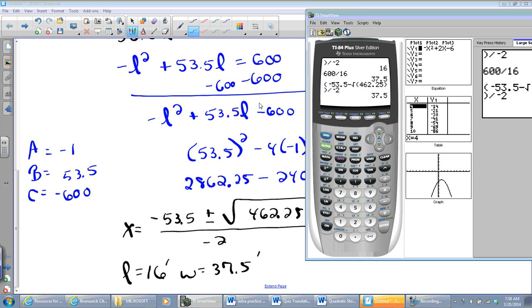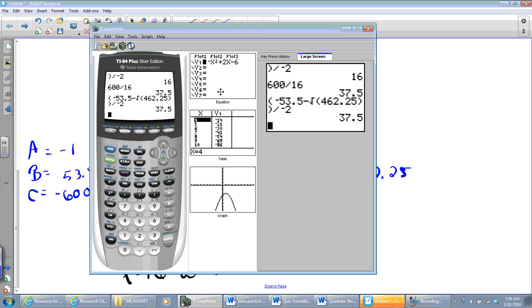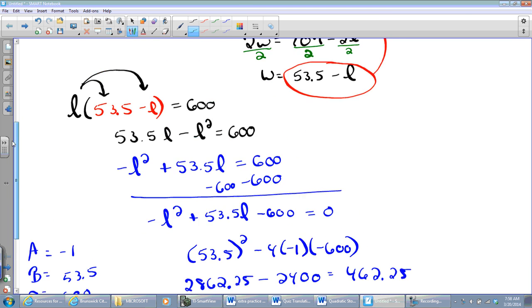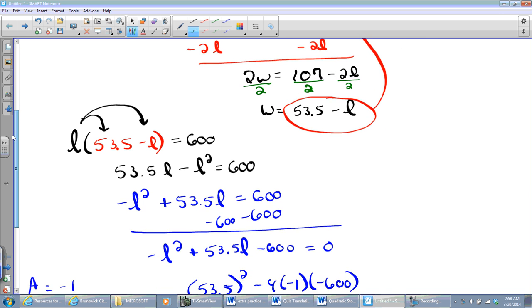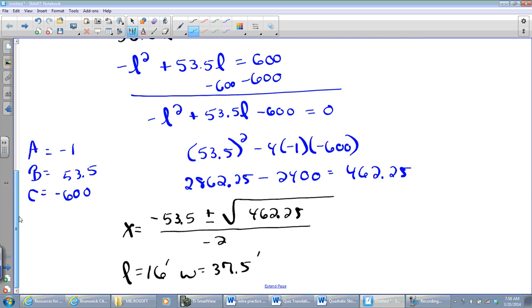So we wrote a system of a linear and a quadratic equation. And that allowed me to do substitution, turn it into one quadratic equation. I applied the quadratic formula, and the quadratic formula told me both solutions. Pretty cool stuff.